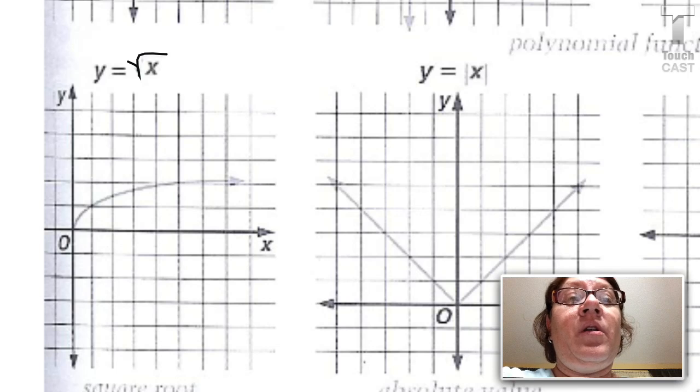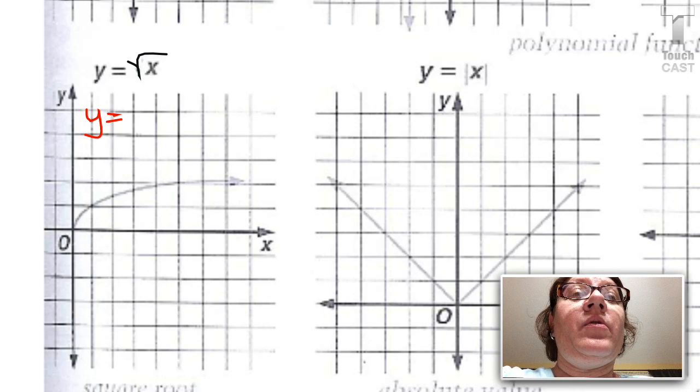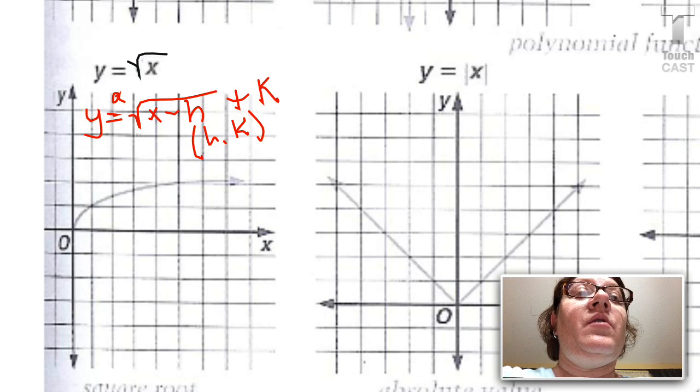Your square root function, again, follows the same pattern. So generically it would be y equals, and then I could have an a value out here, and x minus h, surprise, it's the same letter, and then plus a k out here. And so again, hk on the square root function is a vertex.